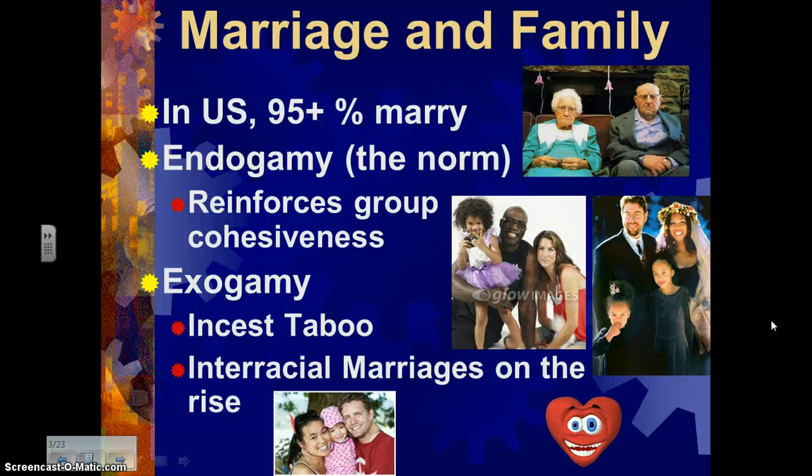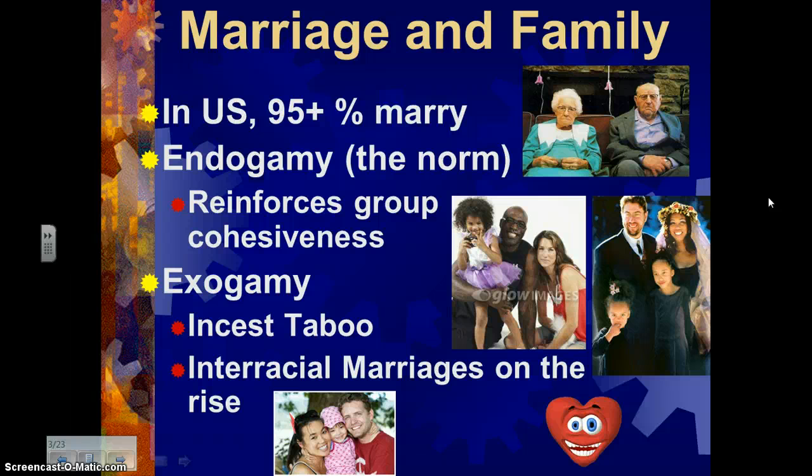Endogamy tends to be the norm. Now, endogamy specifies that people are expected to marry within their own racial, ethnic, or religious group, or we could even think of it as socioeconomic group. They tend to marry within their own social group. So this is intended to reinforce group cohesiveness. Now, if you look at this married couple up here, the happy couple, you can tell they tended to marry within their own group. They even look alike, for that matter. Now, that's endogamy, and again, that tends to be the norm.